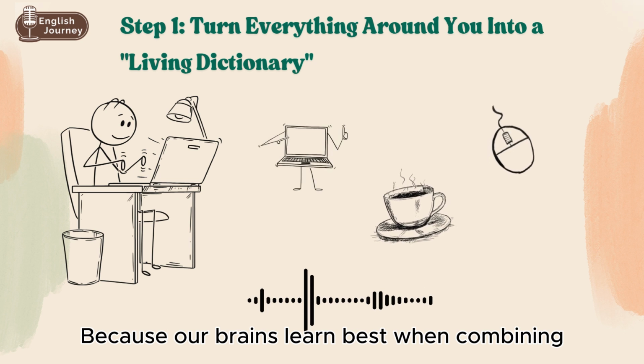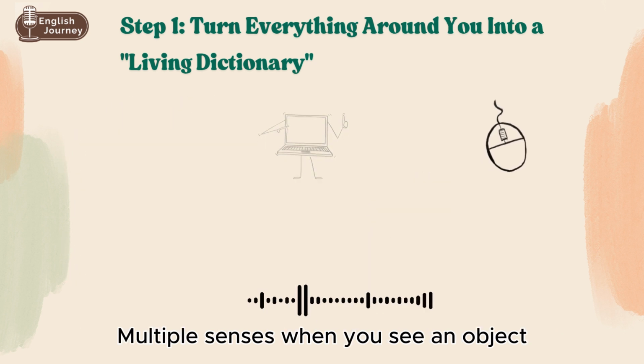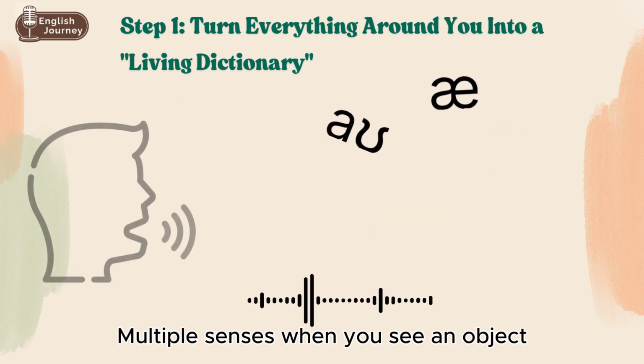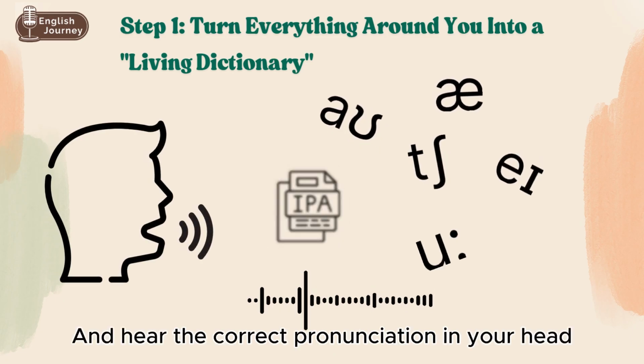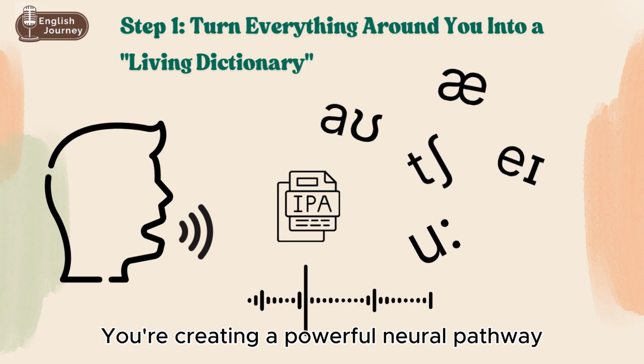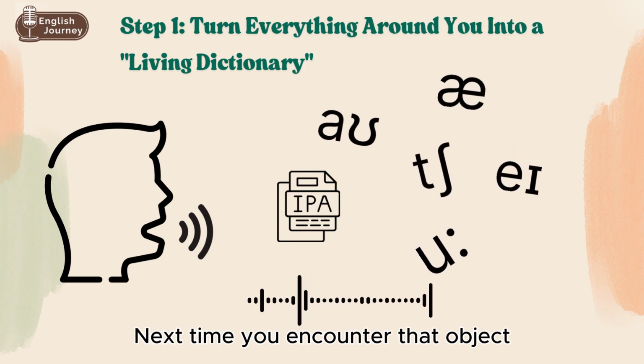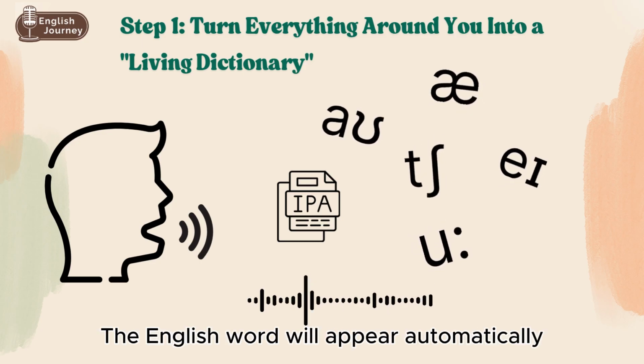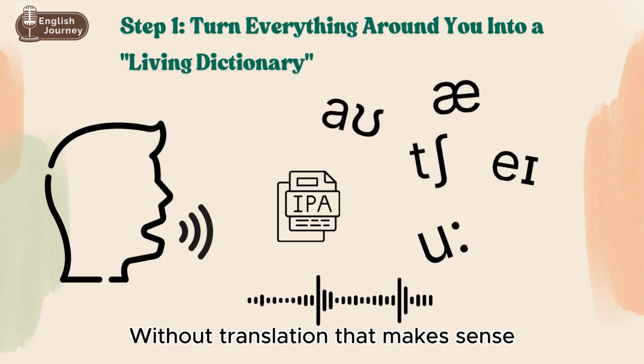Because our brains learn best when combining multiple senses. When you see an object, think the English word and hear the correct pronunciation in your head, you're creating a powerful neural pathway. Next time you encounter that object, the English word will appear automatically without translation.